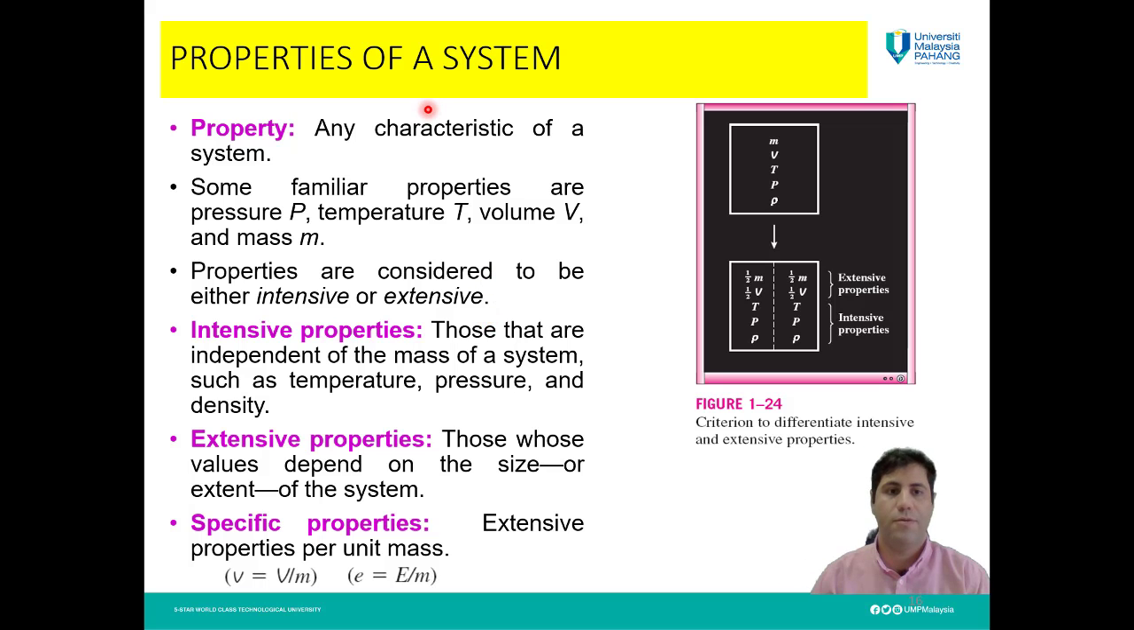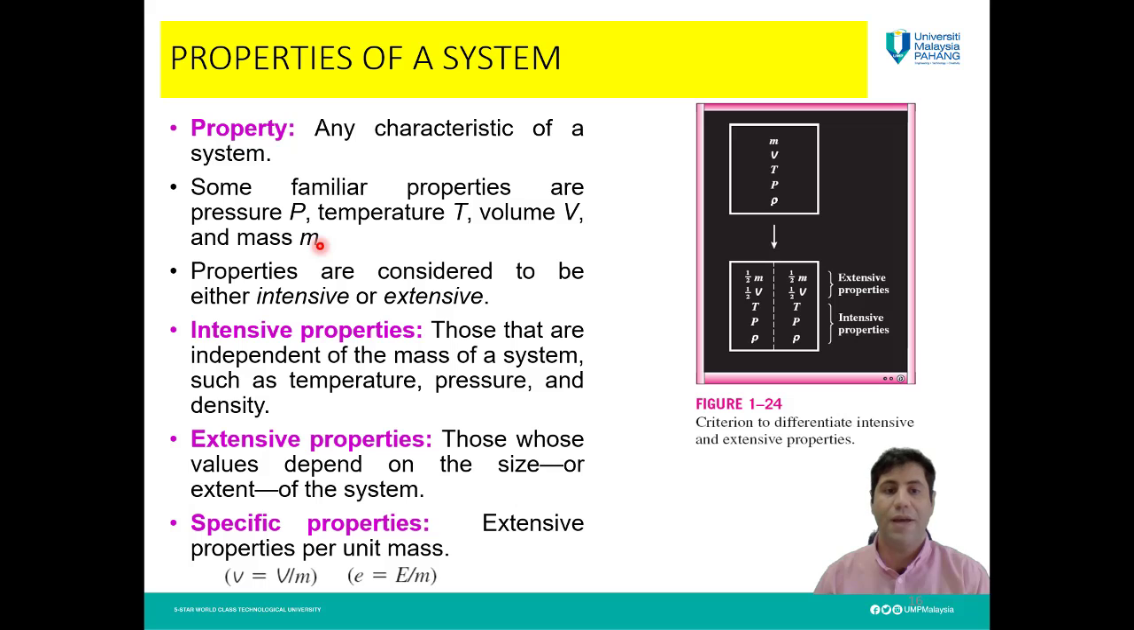Now we know what the system is. Let's see what the properties of the system are and what is important about the system. Properties: any characteristic of a system, we call that a property of the system. Some of these properties are familiar to us, like pressure, temperature, volume, and mass.